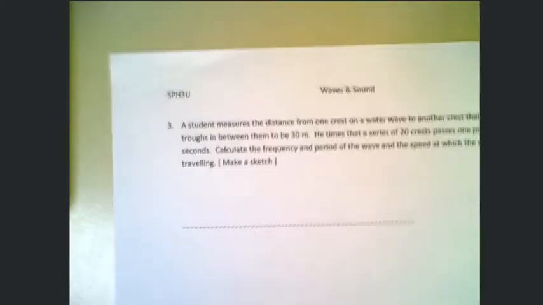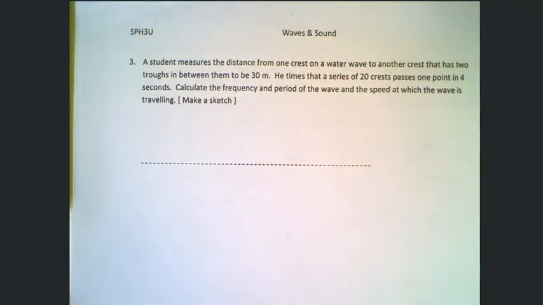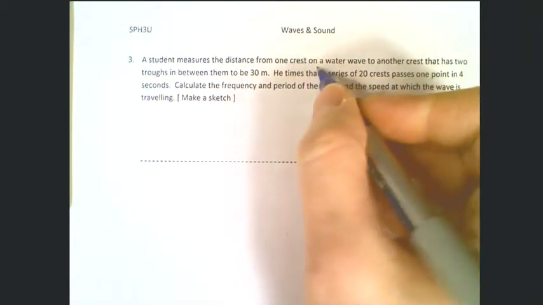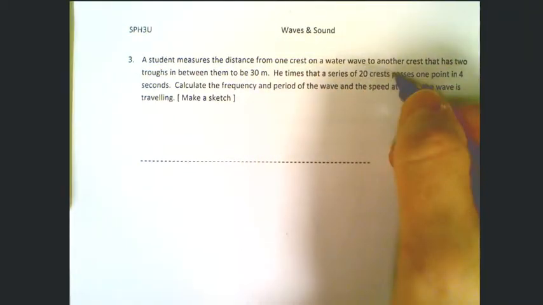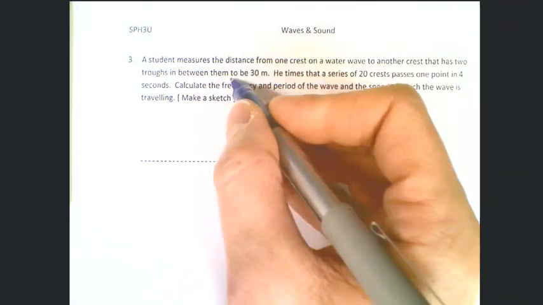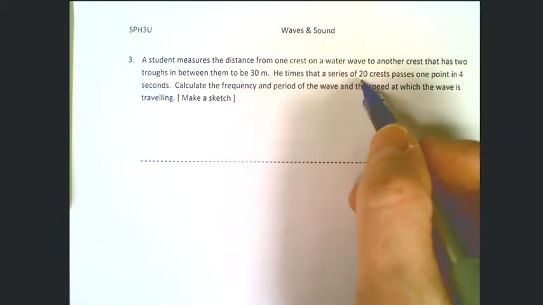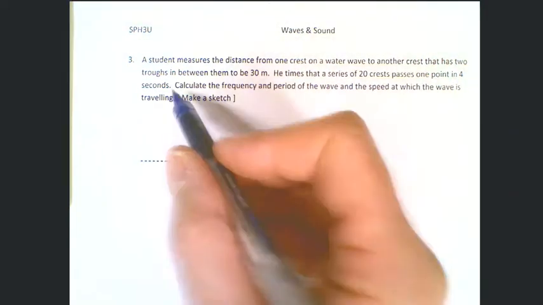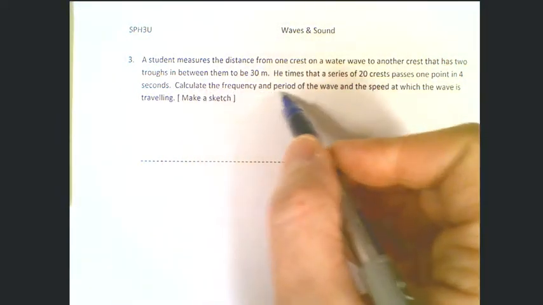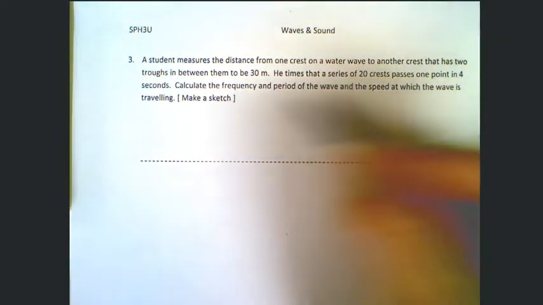Okay, so in this case we have a student that measures the distance from one crest on a water wave to another crest that has 2 troughs in between, and the distance is 30 meters that he measures. He times that this series of 20 crests passes 1 point in 4 seconds. Calculate the frequency and period of the wave and the speed at which the wave is traveling.